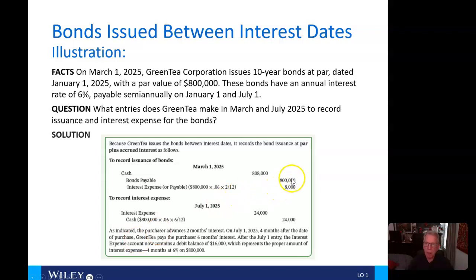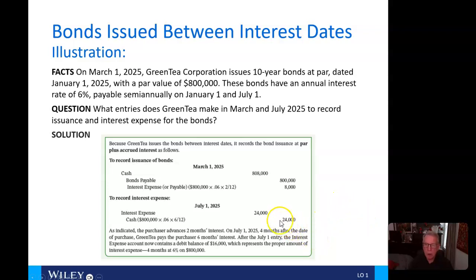Okay, now this is a little confusing, I think. Here, we're going to issue bonds between the interest dates. So in this case, they're saying March 1, we issued the 10-year bonds at par, same conditions. It was dated January 1, 2025, with a par value of $800,000. These bonds have an annual interest rate of 6% payable semi-annually on January and July the 1st. What entries do we make?